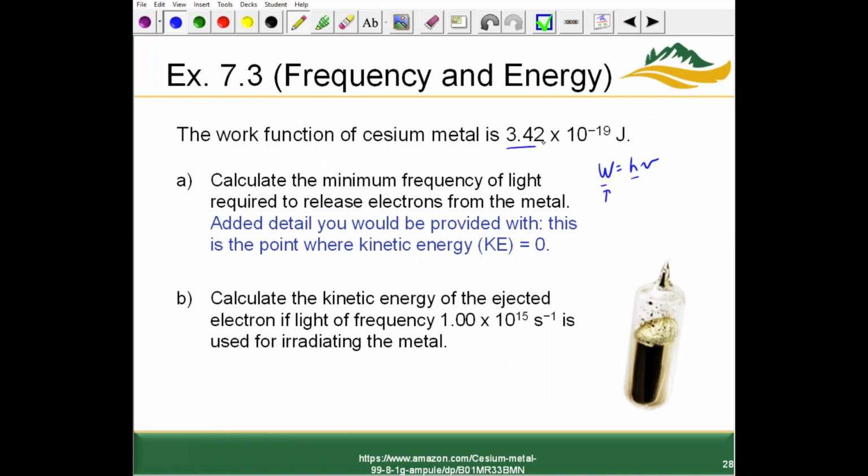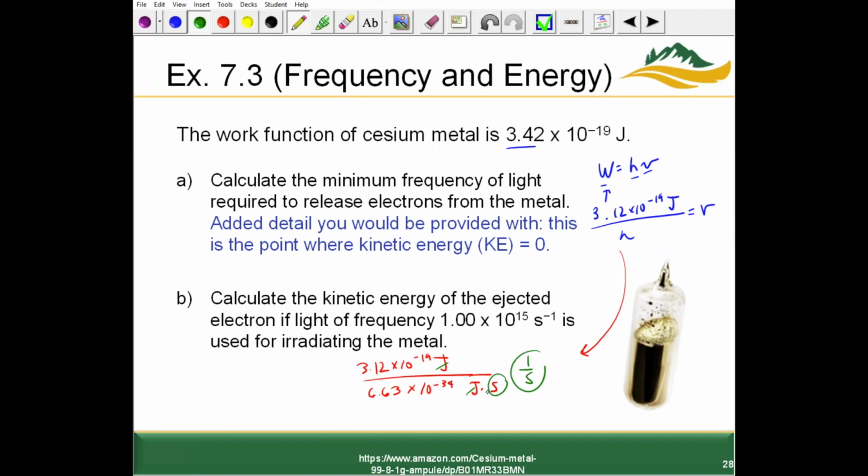W, the work function, is equal to 3.42 times 10 to the negative 19th joules. I'm going to draw this decimal point a little bit lower, 3.42 times 10 to the negative 19th joules. Rearranging this to solve for frequency, we need to divide by Planck's constant. So Planck's constant, about 6.63 times 10 to the negative 34 joule seconds. Looking at the units here, joules and joules will cancel out. Then we're just left with 1 over second, which is what we expect for a frequency value.